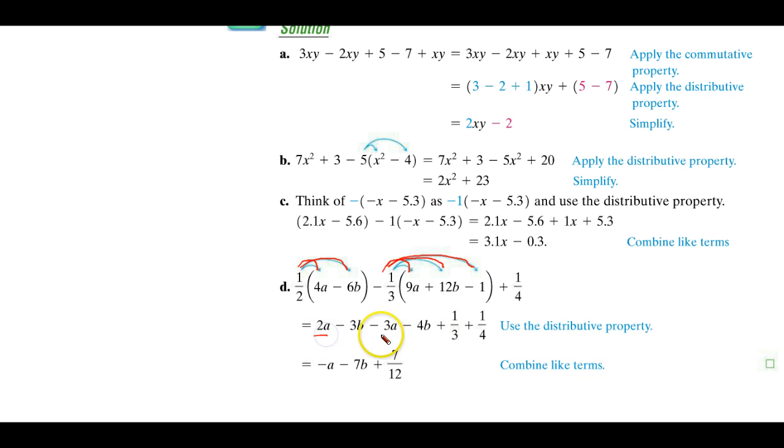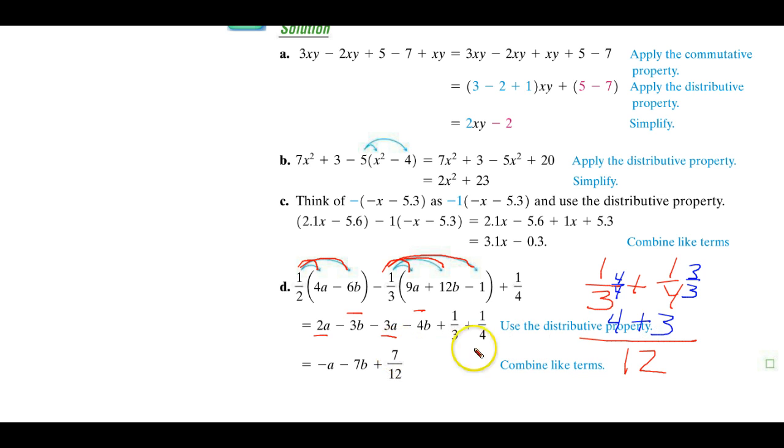Well, here we have like terms. These are like terms. And then we have to add 1/3 plus 1/4. Common denominator is 12. Going to multiply this by a 1 in the form of 4 over 4. This one, a 1 in the form of 3 over 3. So this gives us 4 plus 3, which is 7/12. And a 2a and a negative 3a give me a negative 1a. We don't write the 1. A negative 3b and a negative 4b gives us a negative 7b. And there's our answer. It just took a while to get there.